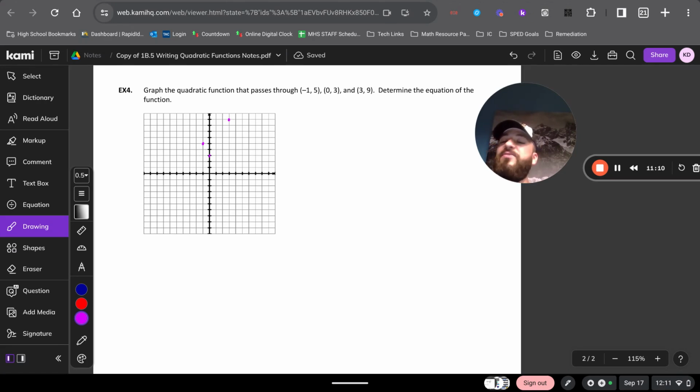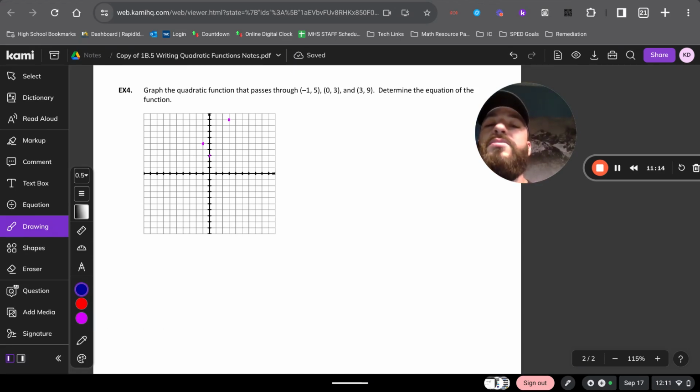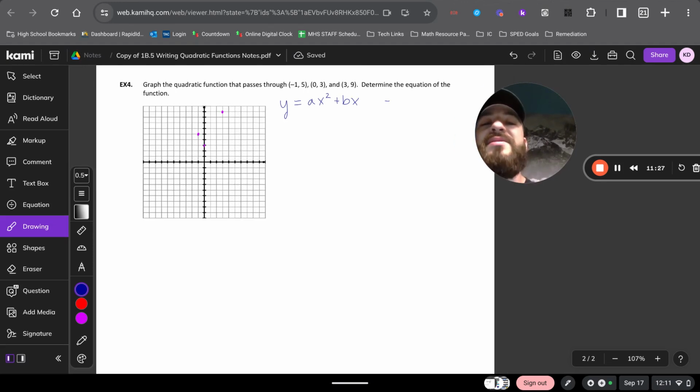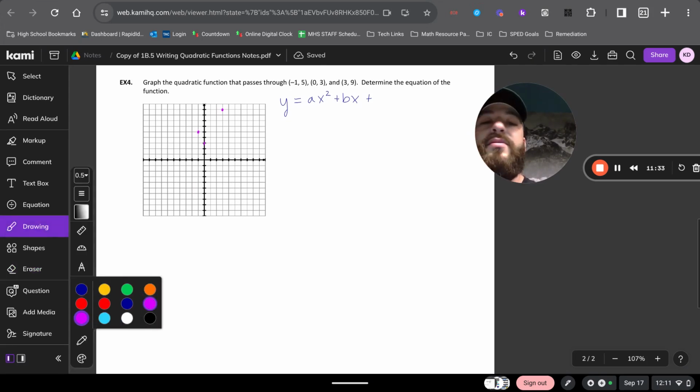So since they've given us the y-intercept, we do want to go ahead and write an equation in standard form. So y is equal to a x squared plus bx, because I don't know a and I don't know b, but I do know that c value is 3, so we're going to go ahead and add on our plus 3. Okay, so this is our first piece of information they've given us.